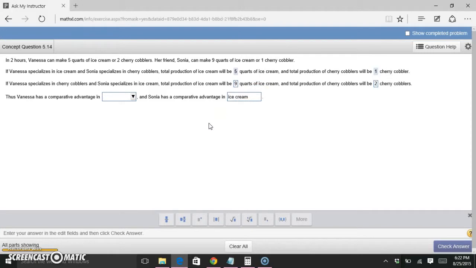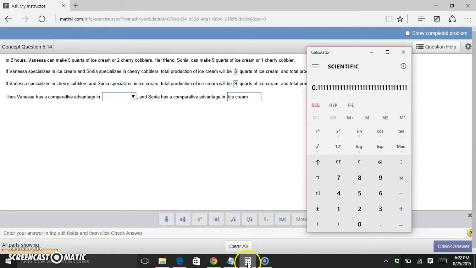So the next question is, who then has the comparative advantage in cherry cobbler? And we'll do the same thing. So I'll clear out my calculator here. If I want to know the cost of making cherry cobbler, now I'm going to put cherry cobbler on the bottom of my fraction, on the bottom for my division, okay? So how many quarts of ice cream does Vanessa have to give up to make a cherry cobbler? I'm going to say 5 quarts of ice cream divided by 2 cherry cobblers, which just comes from these numbers over here of what Vanessa can make if she specializes.